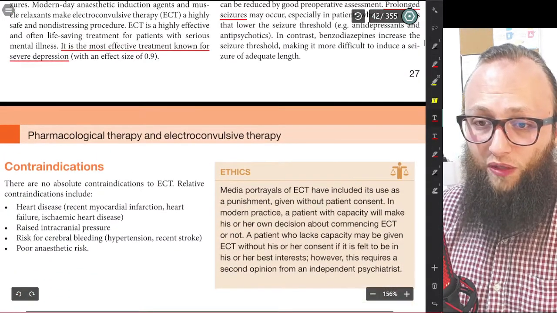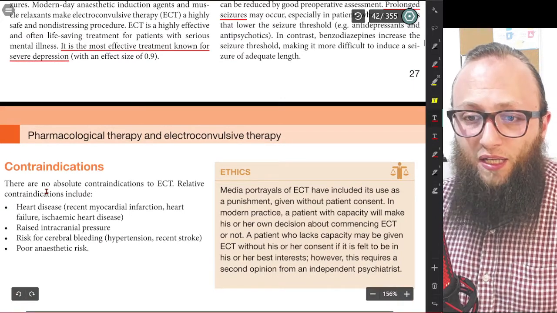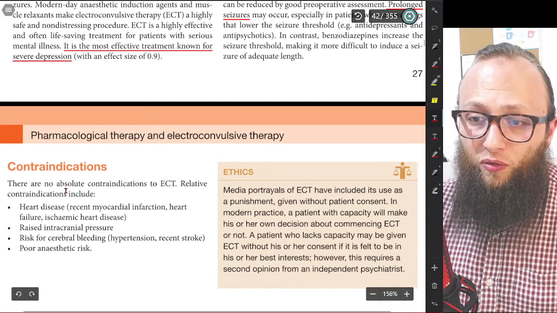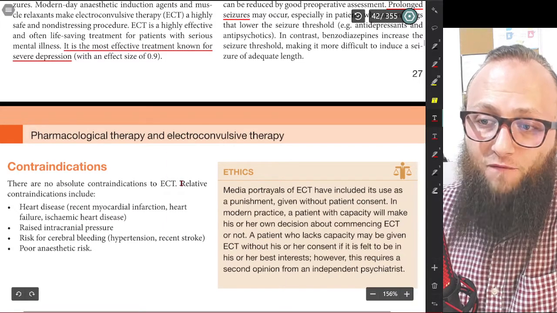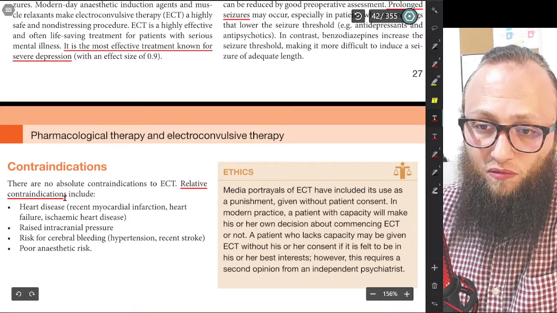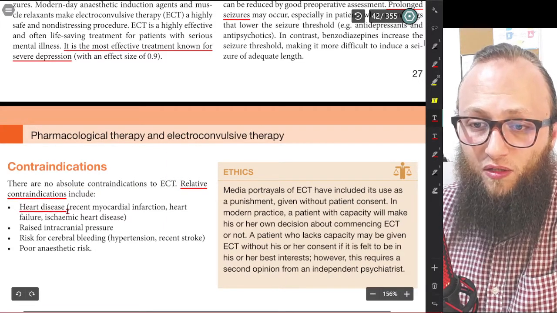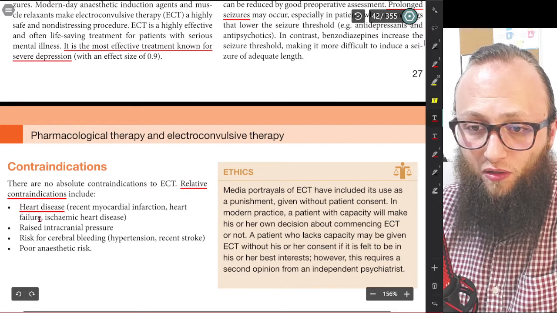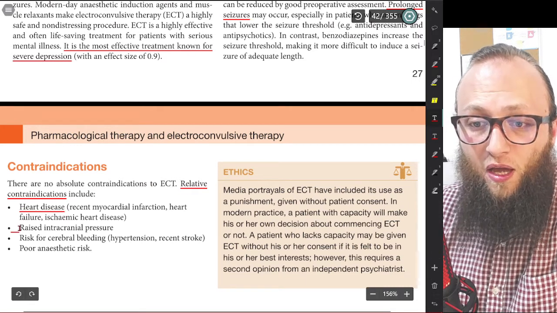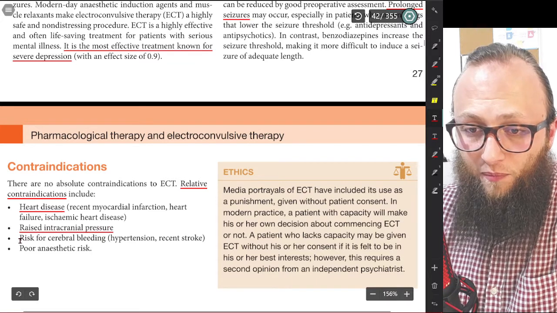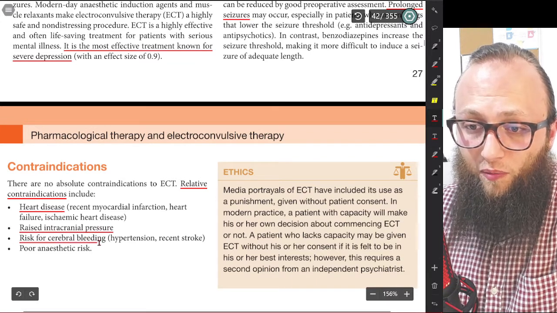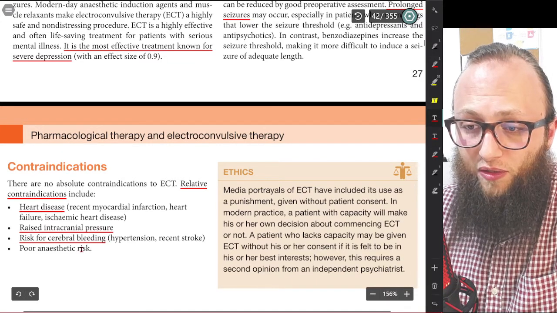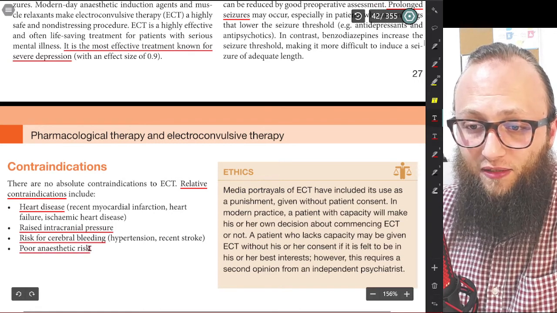What about contraindications? Actually, there are no absolute contraindications to ECT, but relative contraindications include heart disease, recent myocardial infarction, heart failure, ischemic heart disease, raised intracranial pressure, risk of cerebral bleeding like hypertension and recent stroke, and poor anesthetic risk.